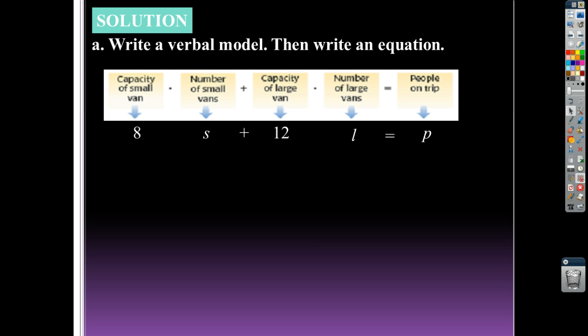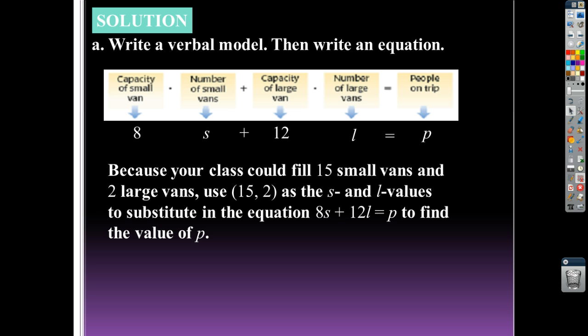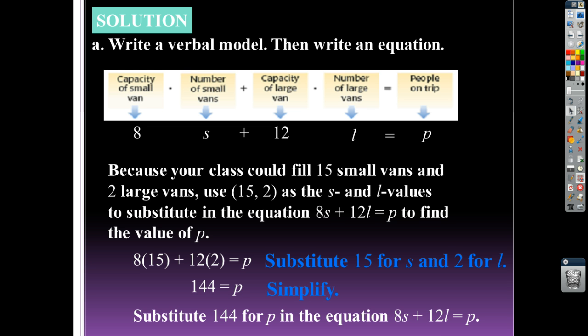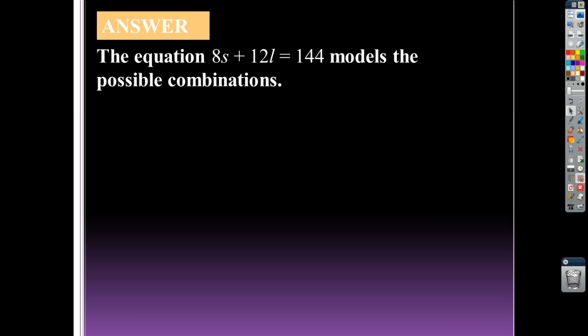So let's plug that in. 8 times S, the number of small, plus 12 times L, the number of large, equals P, the people on the trip. Since we know we could fit 15 small vans and 2 large vans, we can plug in 15 and 2 for S and L to find the total number of people. Plugging those in and multiplying and adding, we end up with 144. So we know that there are 144 people on this trip. Okay? So I can say 8S plus 12L is equal to 144.